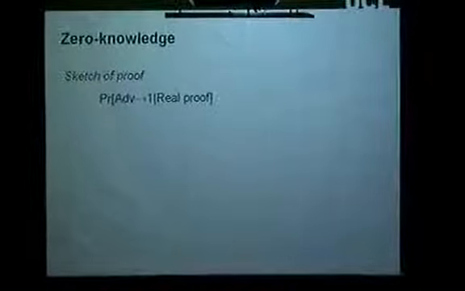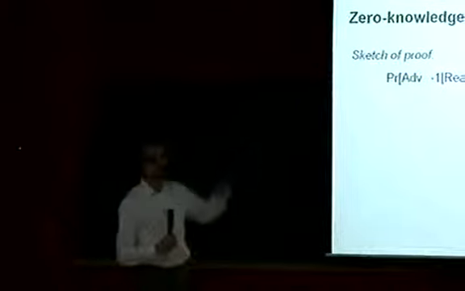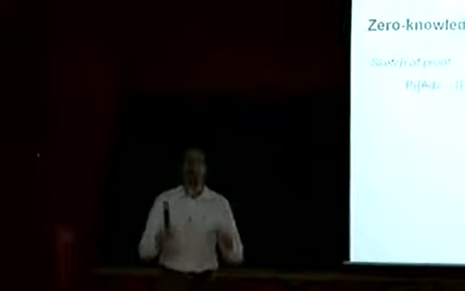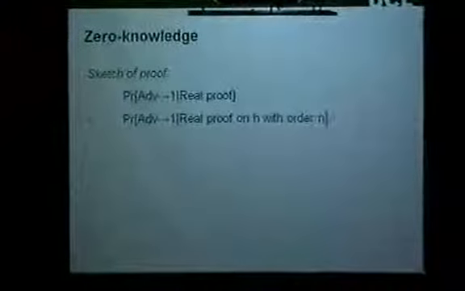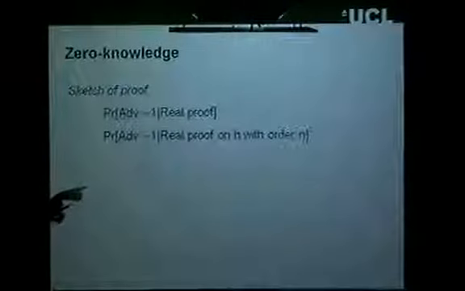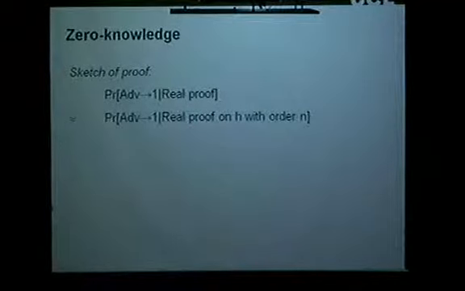So now let me return to the zero knowledge proof and give a sketch why we have zero knowledge. So let's start with the probability. What is the probability in a real proof where we have a real common reference string where H has order Q? We give a real proof. Okay, and what is the probability that the adversary guesses 1 in this case? Okay. Well, it's going to be about the same. It's going to be indistinguishable from the case where H has order N. That's by the subgroup decision assumption, right? Can't distinguish whether H has order Q or H has order N.